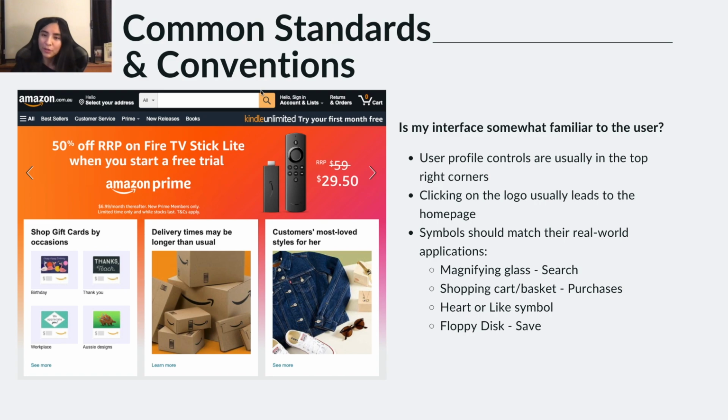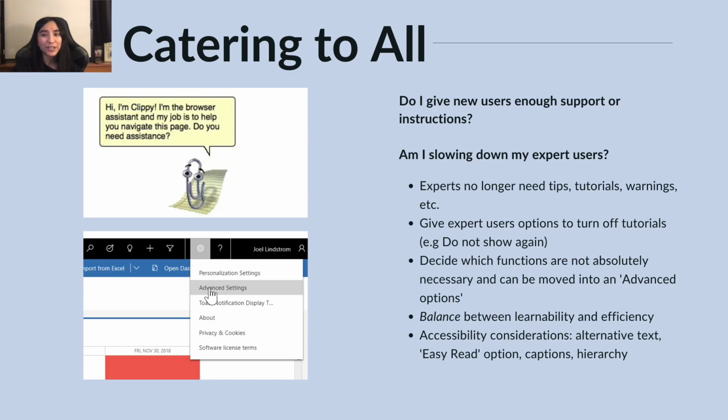So these are some common ones. A magnifying glass is used in conjunction with a search bar. A shopping cart or basket often means purchases. There's a heart or like symbol, and a floppy disk means save. There are many more, but ain't nobody got time for that, so if you're curious, definitely give it a search.